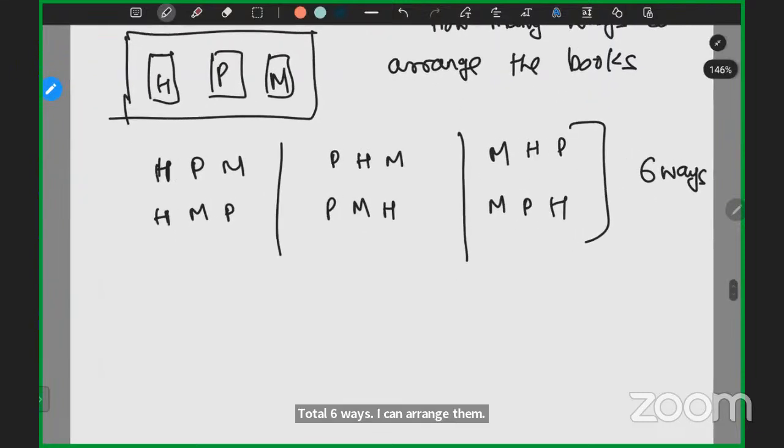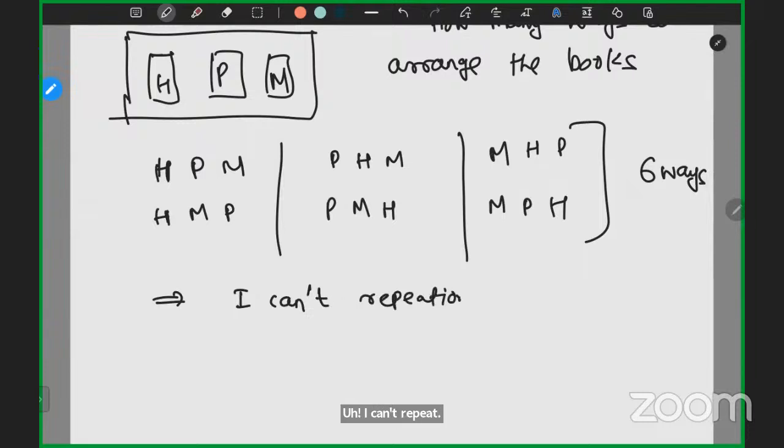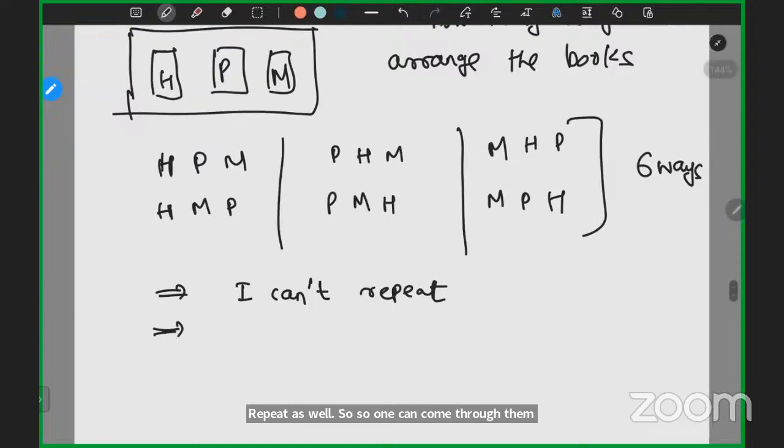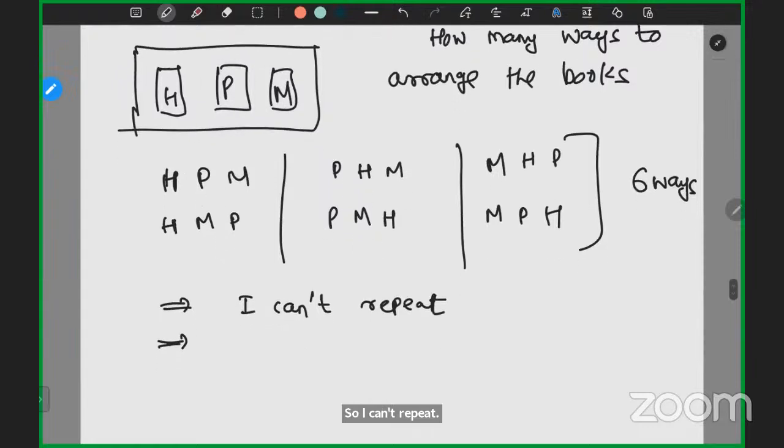One thing to notice is I can't repeat. In this case, repetition is not allowed. And another thing, since these are real things, like books, I can't repeat. When we go to numbers, you can maybe repeat as well, so one can come 2 or 3 times. Another thing is, I have to arrange all the items. So that is also the case.